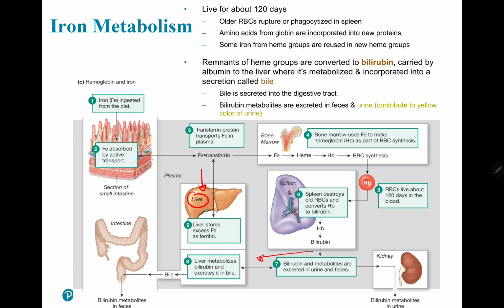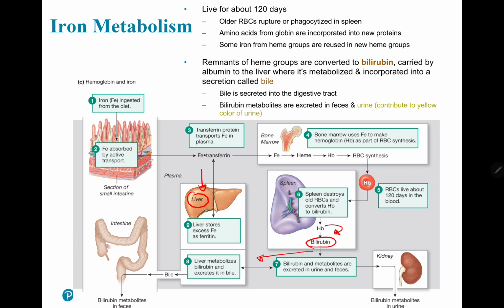I'm sorry, bile is produced in the liver, and then it's stored in the gallbladder. It's very important because we use that bile, secreted into the duodenum, to emulsify fats. We'll talk about that during the digestive lecture, though. However, if you have large amounts of bilirubin, we'll excrete it in our urine and our feces. Remember that the remnants from these heme groups get converted to bilirubin, and it's that bilirubin metabolite that's excreted in your feces and your urine that contributes to that yellow color.